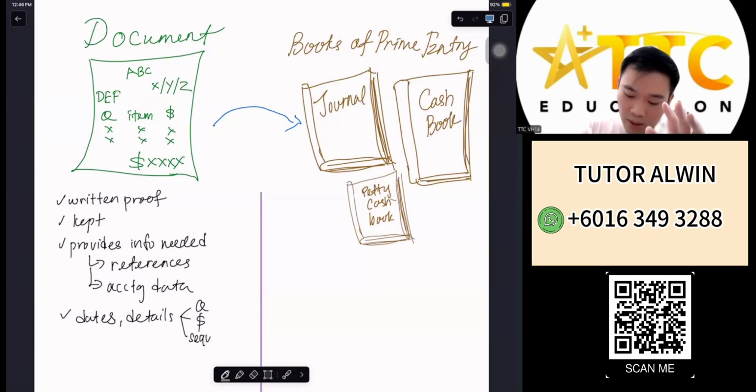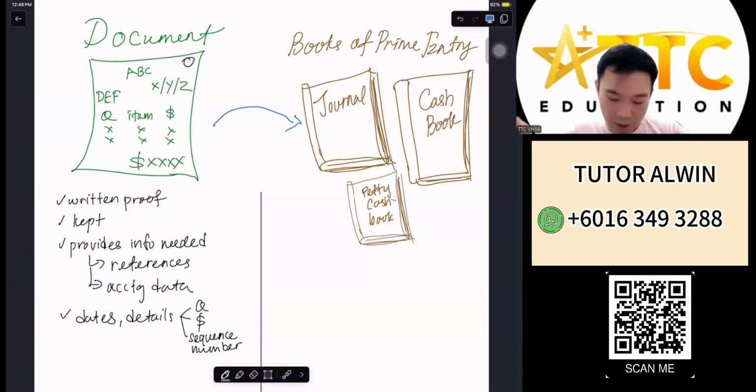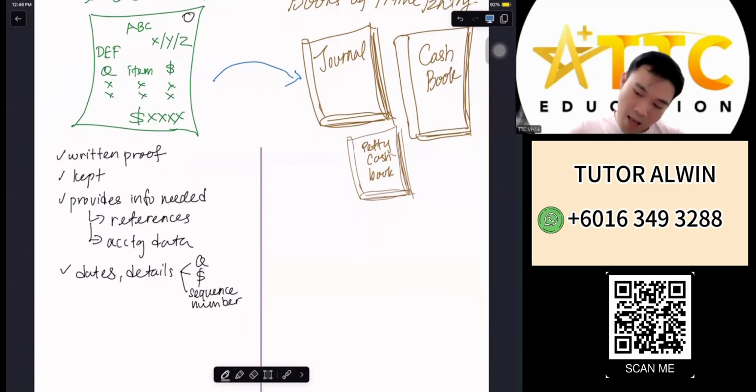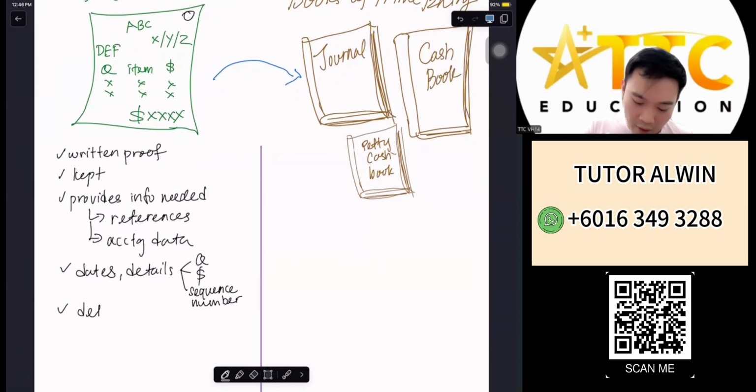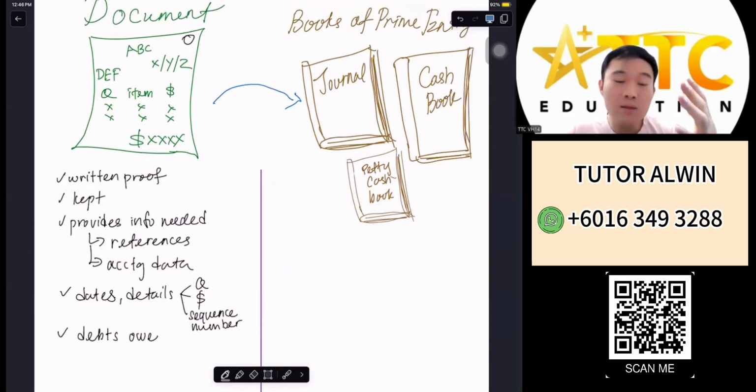And it has sequence numbers. The bill number at the top corner somewhere here will provide you the sequential number. And you'll be able to know, especially in the real business world out there, the debts owed to people or people owing you. These are some of the purposes of a document.